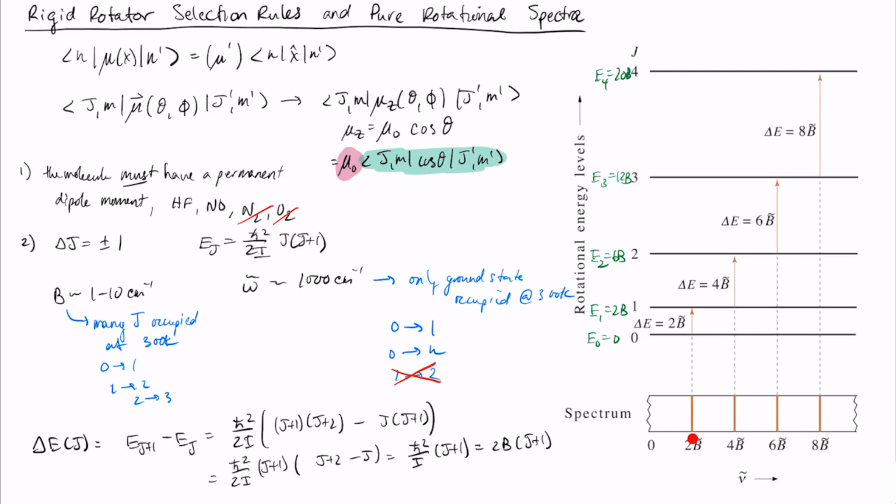And the reason that you can see all of these, just to be painfully clear, is that many different j values can be occupied at room temperature, which stands in direct contrast to what happened for vibrational spectroscopy, where normally only at most the ground state was occupied at room temperature. Okay, so those are the fundamentals of pure rotational spectra.